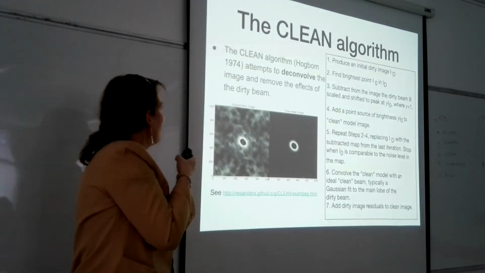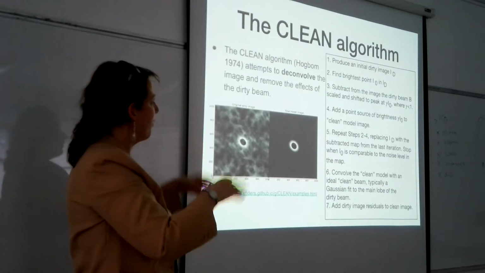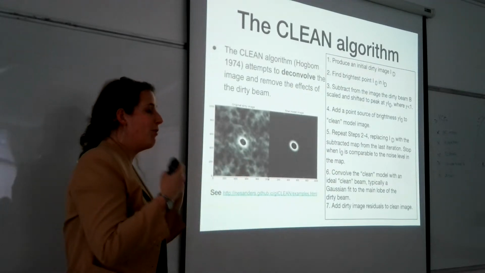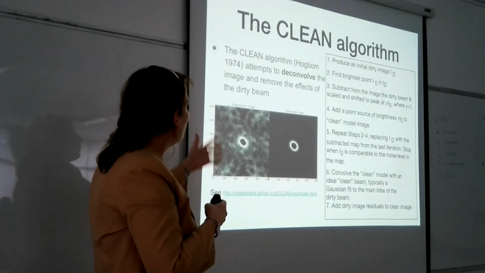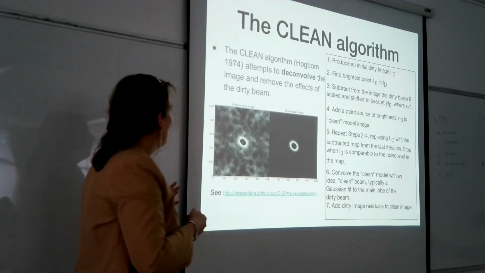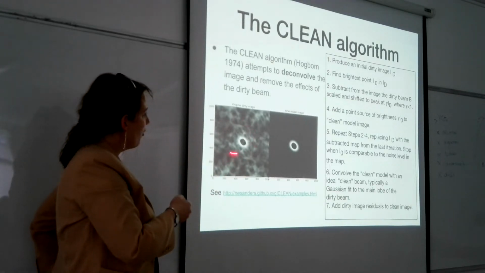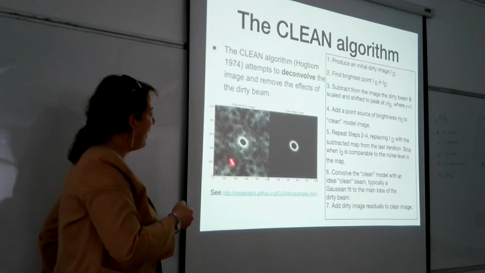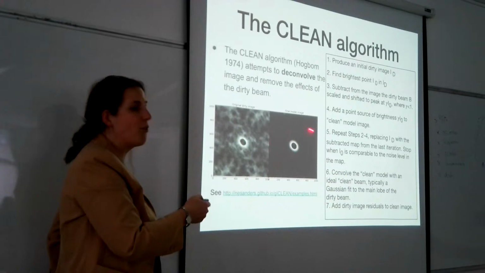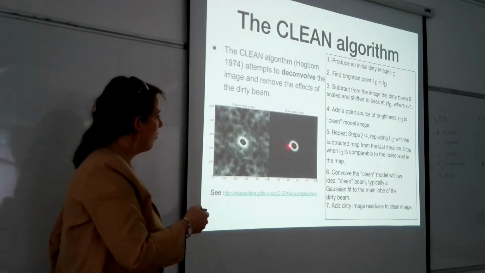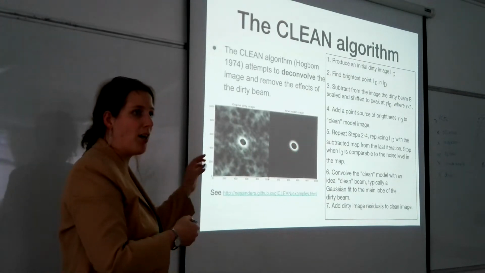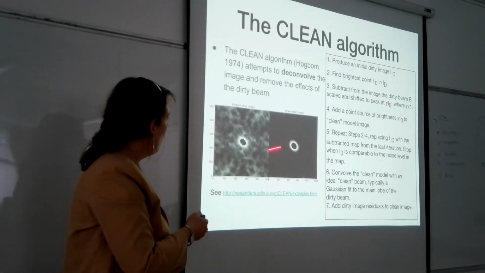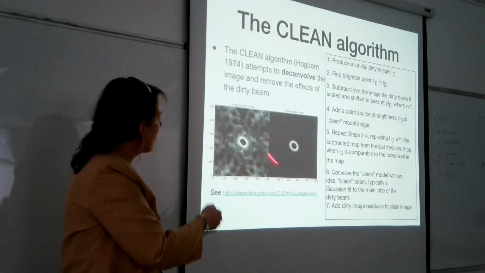The CLEAN algorithm attempts to deconvolve, so to Fourier transform your image, and remove the effects of the dirty beam. So this is my original dirty image that we saw before, and if we do cleaning, we may end up with an image that looks like this. So it's still convolved, it's still not as sharp as my model, but we got rid of all these weird side lobes everywhere.